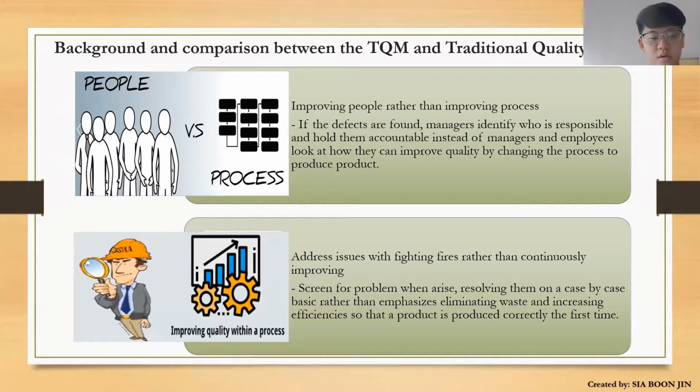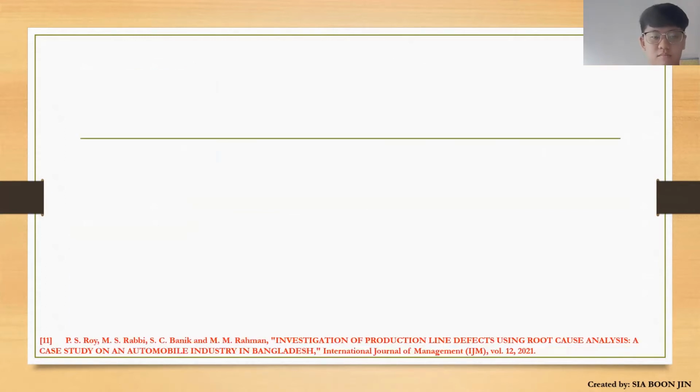And last, the traditional approach screens the problem when the problem arrives, while the modern quality control, which is TQM, emphasizes eliminating waste and increasing efficiency so that the product is produced correctly the first time.